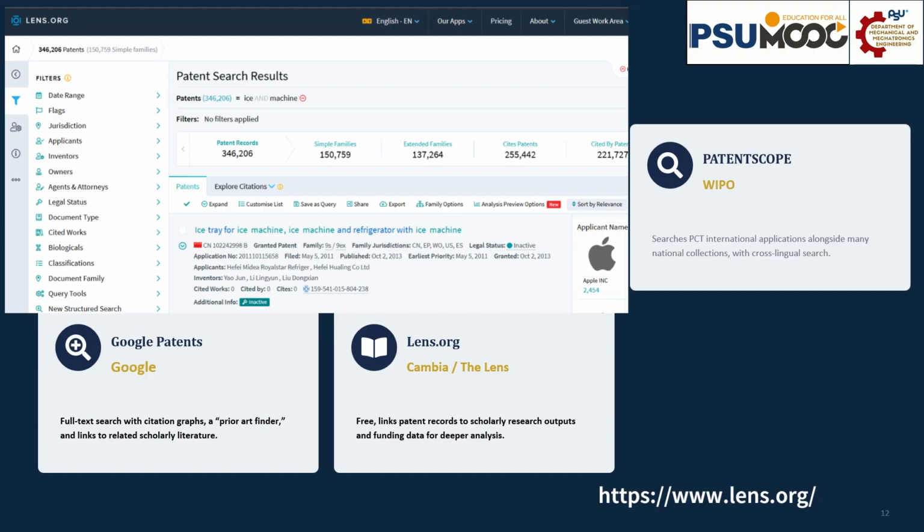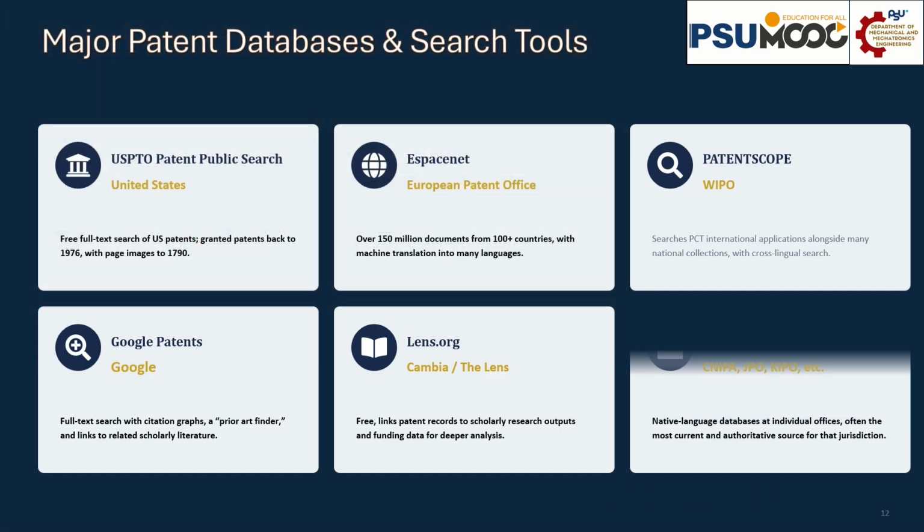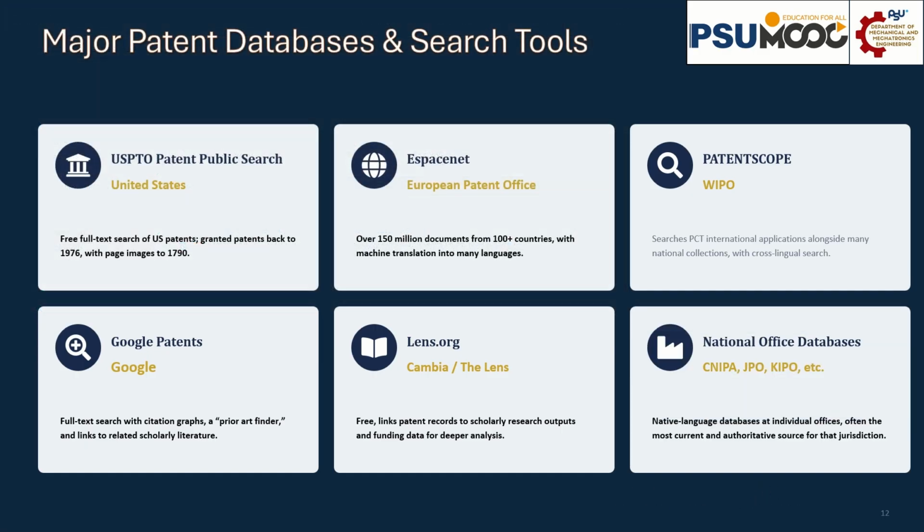In addition to these, there are several national native language databases at individual offices, for example, the Chinese, the Japanese, Korean, and Thai databases. Researchers often use multiple databases because each offers unique strengths and coverage.